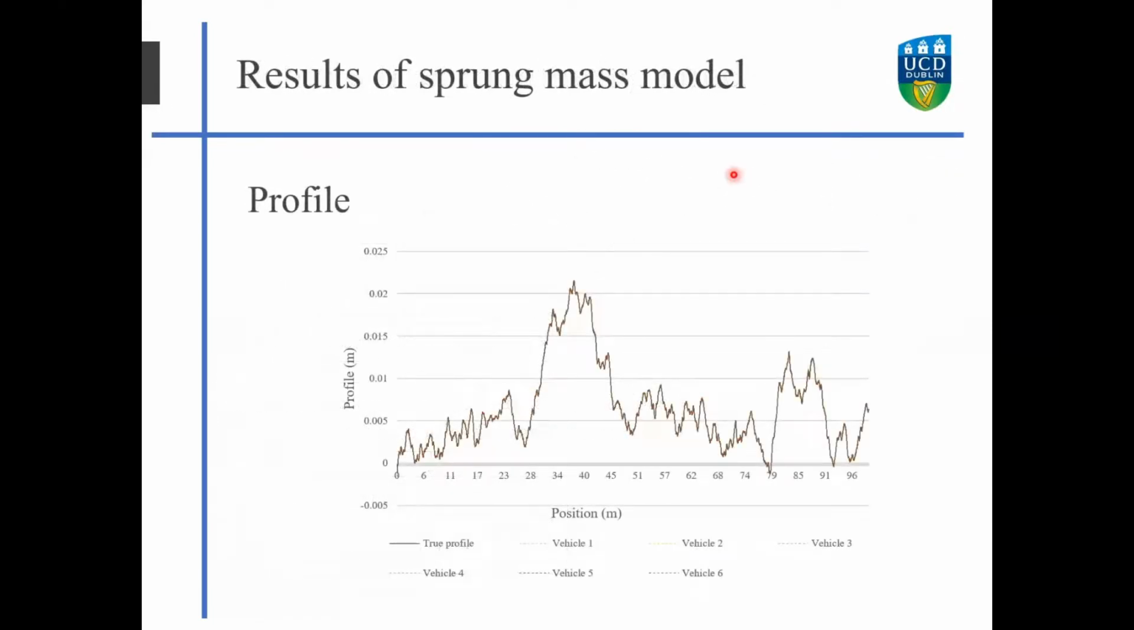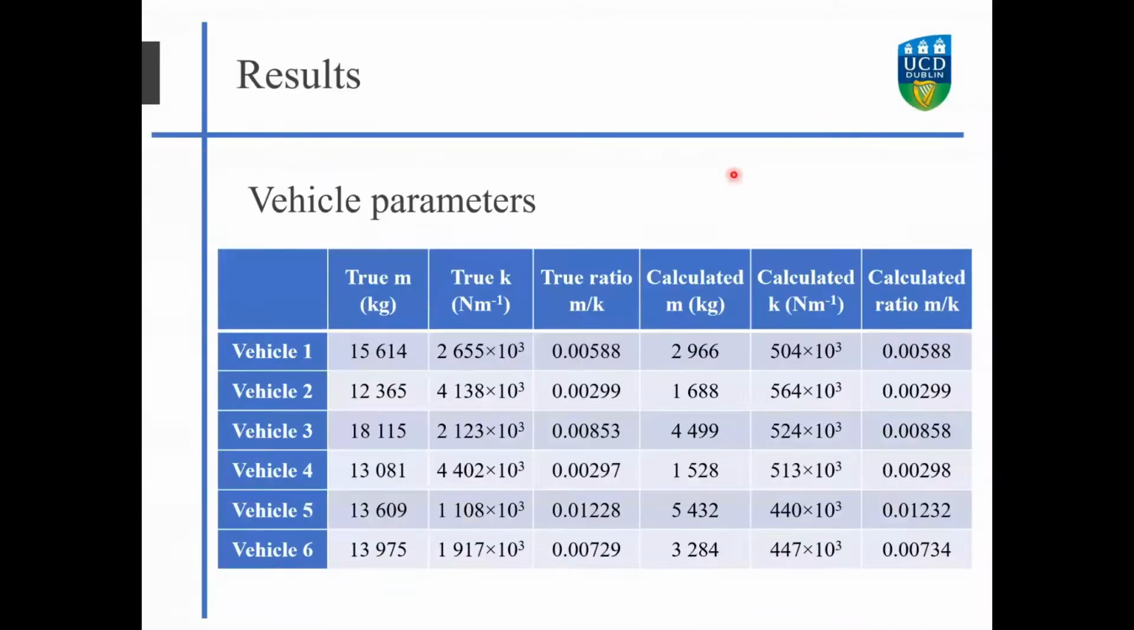For the sprung mass model, the results are shown in this figure. You can see that the result is good. The black line is the true profile, and the dashed lines are different calculated profiles from different vehicles. The calculated profiles are the same as the true profile, but this is the calculated vehicle properties. There's a big difference between the true mass and calculated mass, and the true stiffness and the calculated stiffness. But what we found is that we can find a good ratio, the mass divided by the stiffness. This column is the true ratio, and this column is the calculated ratio. We can see they are very close to each other.